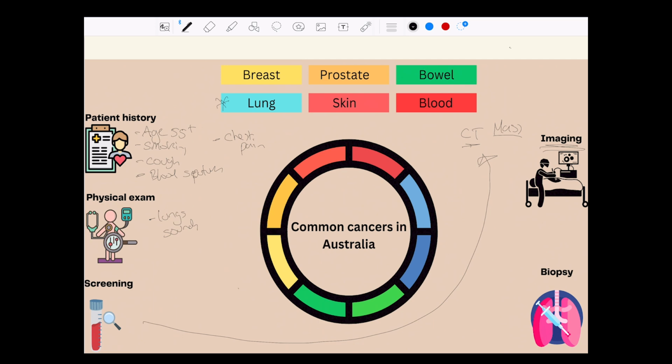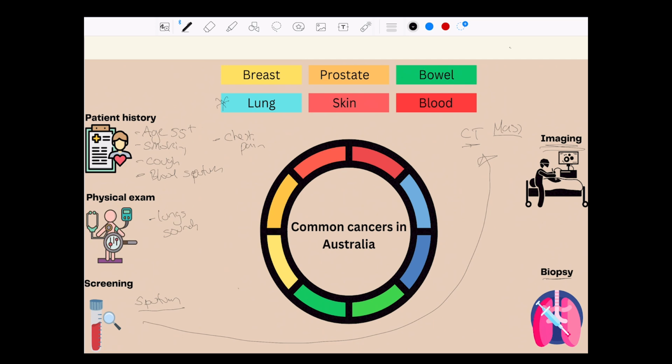And then sometimes with the screening, it might also be a sputum analysis. So that would be the patient producing sputum, and then if there is blood in there, looking at it for analysis, which is essentially a type of liquid biopsy.